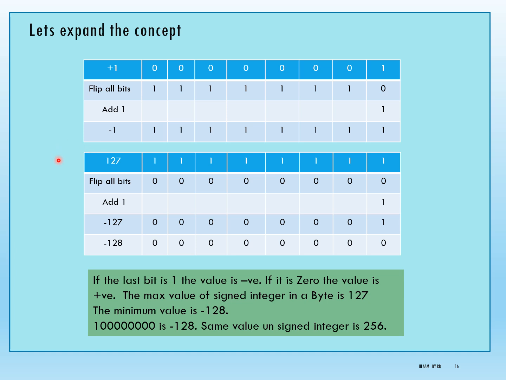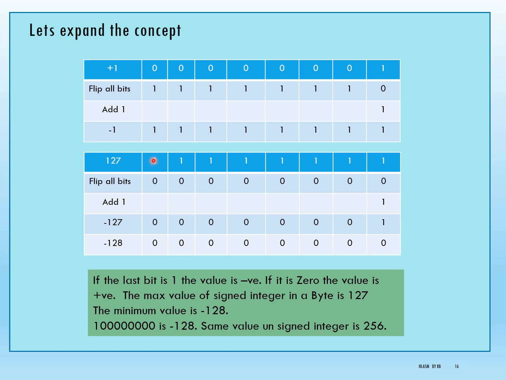Similarly, let me look at the number 127. 0 followed by all ones is 127. When I flip all my bits, 1 followed by all zeros is the 2's complement, and I add 1 to it. So what will it become? 1, 0, 0, 0, 0, 0, 0, 1. This is minus 127. If you notice here, if the first bit is 0, it is becoming a positive value.